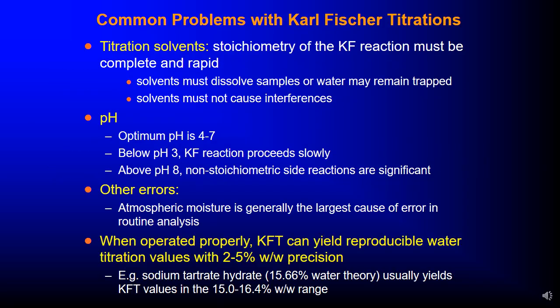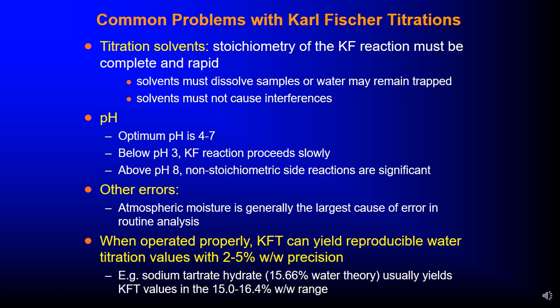So, common problems with Karl Fischer titrations: titration solvent. The stoichiometry of the Fischer reaction must be complete and rapid. So the solvent must dissolve samples, or water may remain trapped. Solvents must not cause interferences.